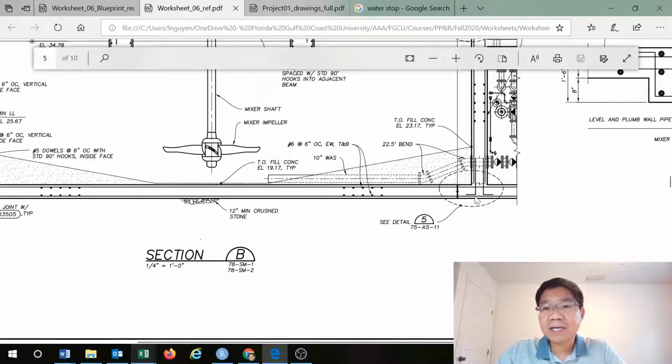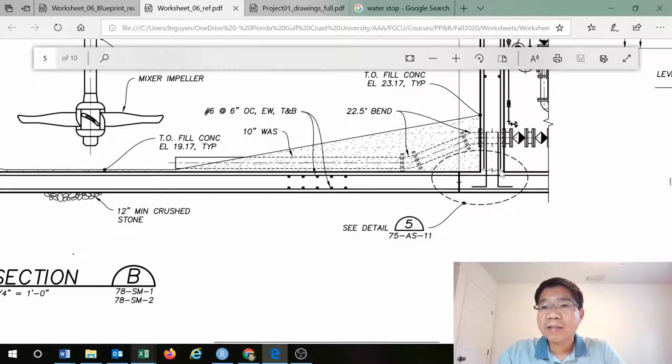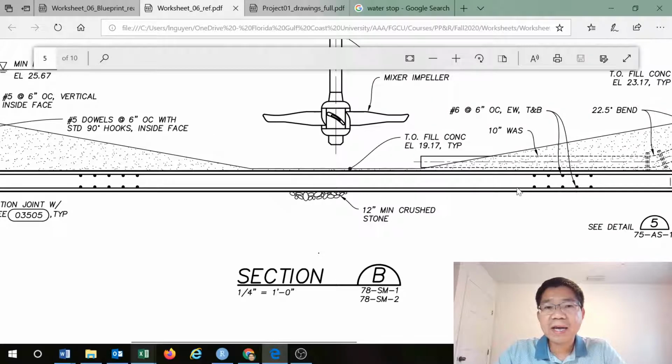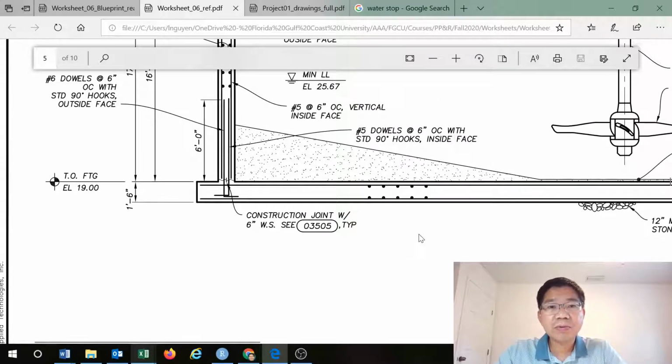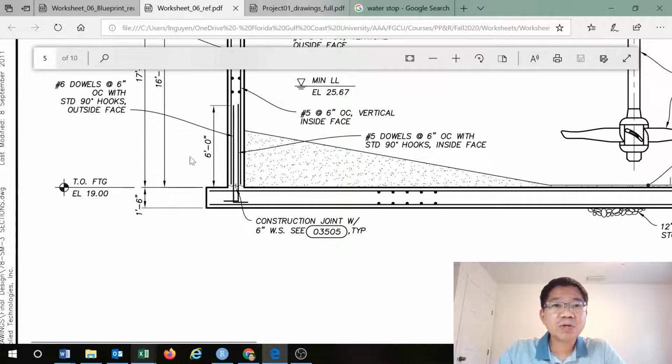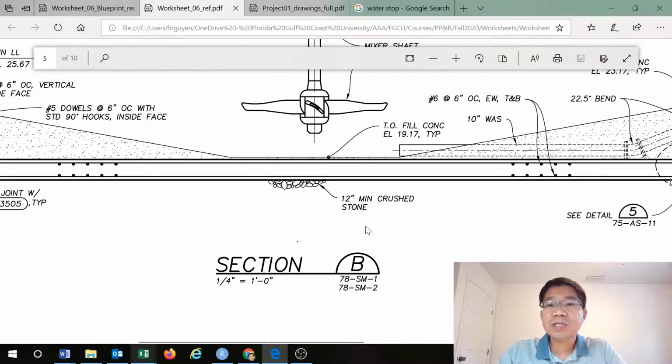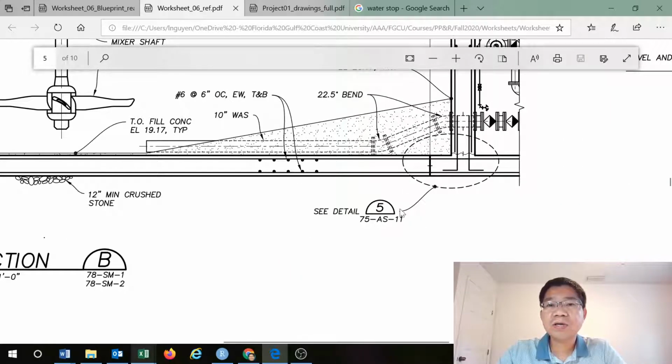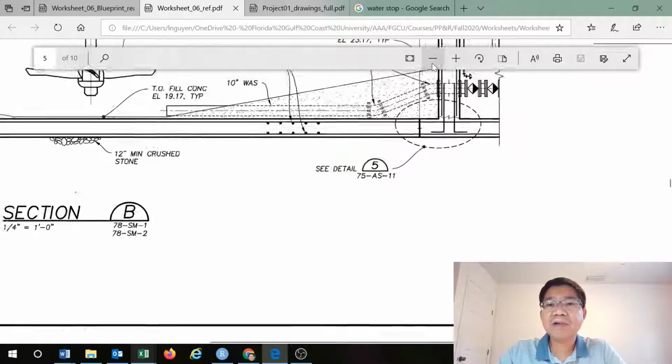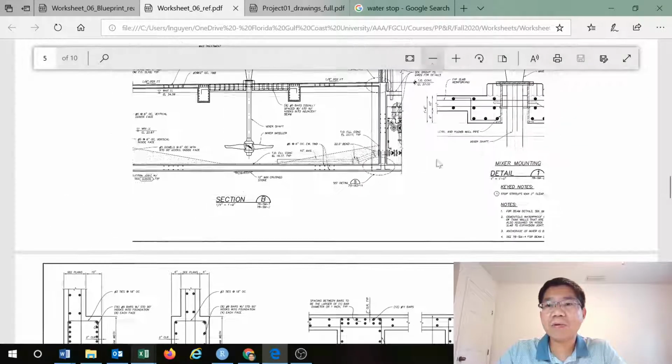The last item is dowel. Dowel is basically what you see here, and it connects the bottom slab to the wall, and that is the dowel. And similarly here, you have that one. They also show you the length of the dowel from here, it connects 6 feet, right? 6 feet. And then go to see detail 5, ASM 11, so you can see the dowel.